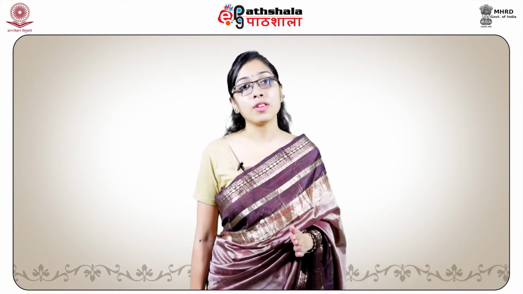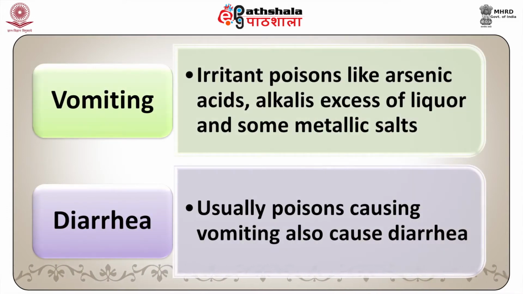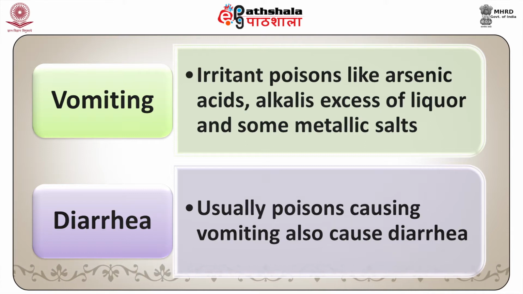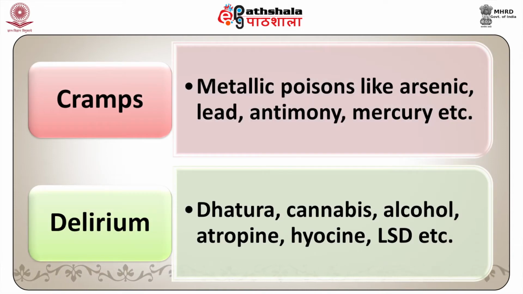In this table, we have in one column the symptoms, and in the other column we have shown the poisons that are involved in causing those types of symptoms. So first we have vomiting, and the poisons involved are irritant poisons like arsenic, acids, alkalis, excess of liquor, and some metallic salts. Next is diarrhea. The poisons causing vomiting usually also cause diarrhea. For cramps, metallic poisons like arsenic, lead, antimony, mercury, etc. Delirium is caused by the poisoning of dhatura, cannabis, alcohol, atropine, hyoscine, and LSD, etc.